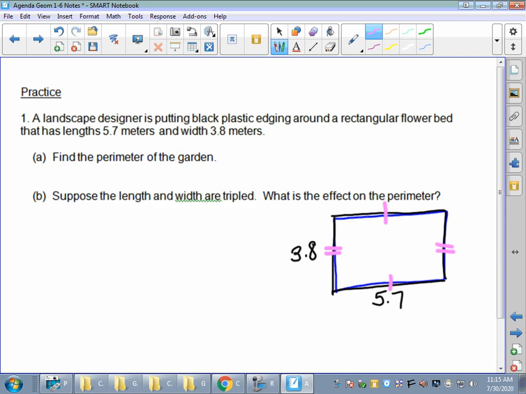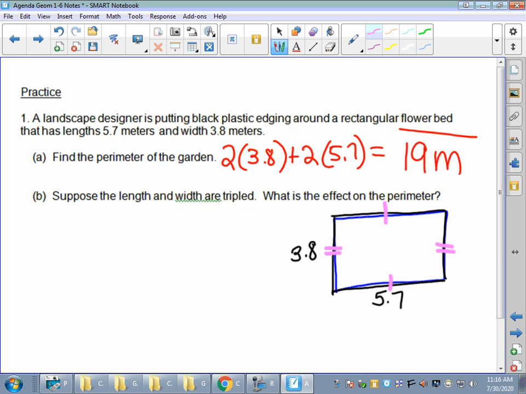So don't forget, when you find the sum of the sides, if you've got 4 sides, you've got to do 4 values. You might do that differently on the calculator. You might say two values of 3.8 plus 2 values of 5.7 is going to be equal to the perimeter, or the distance around the outside. Whichever way you like it, you could say 5.7 plus 3.8 plus 5.7 plus 3.8. You get the idea, right? I believe that comes out to 19 meters if I did my math right.